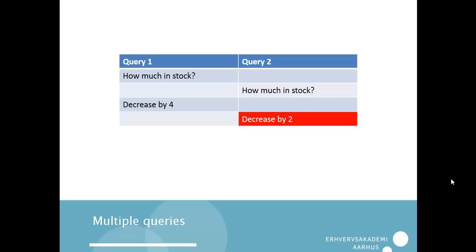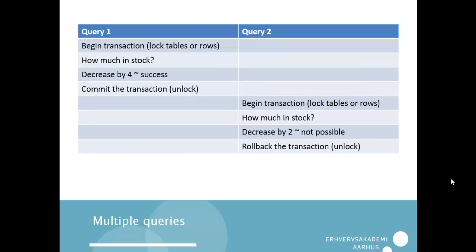So we will look at it this way: the first customer comes and begins the transaction and locks the table, so nobody else can come in and buy the stuff, and asks how much is in the stock. Okay, I want to decrease by 4, and it's successful, and we commit the transaction, so no problem. And then the next one comes and begins the transaction and asks how much is in the stock, and decrease by 2. It's not possible, so we roll back the transaction and unlock the tables again.